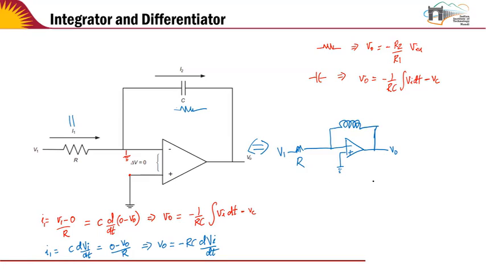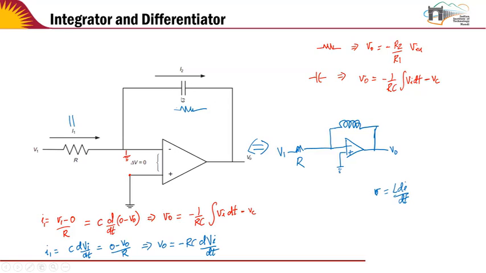The equation of the inductor is nothing but the voltage is L di by dt. So you can just plug it in. In the case of a capacitor, the current was C dV by dt. In the case of the inductor, the voltage is L di by dt. So you can see the duality of it.